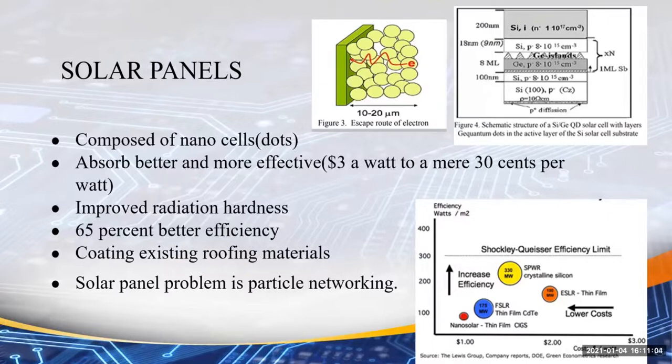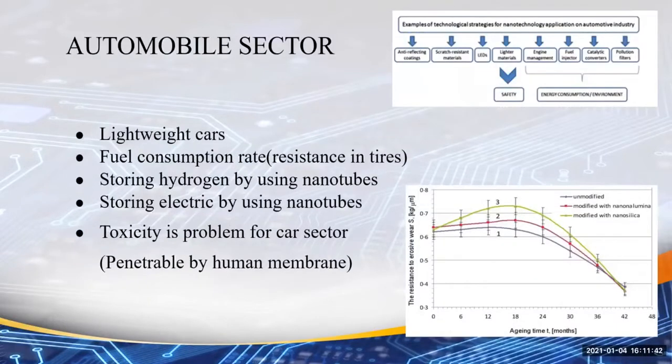A successful company created a solar panel by reducing the cost of production from $3 a watt to a mere 30 cents per watt. Actually, production of the actual solar panel is not cheap, but in time we will see it's cheaper. Another disadvantage of solar panels is complex matrices, because there are many dots and they cannot control the energy. Now, the automotive sector. Nanomaterials for automotive applications are intended to pursue reductions in engine emissions and safe driving.